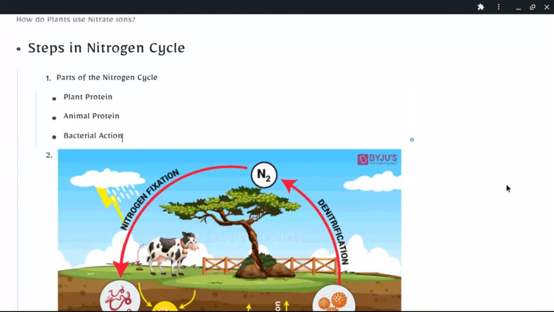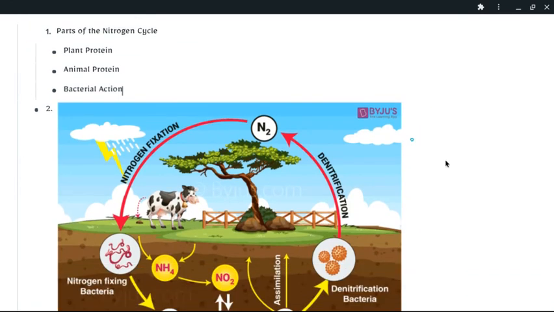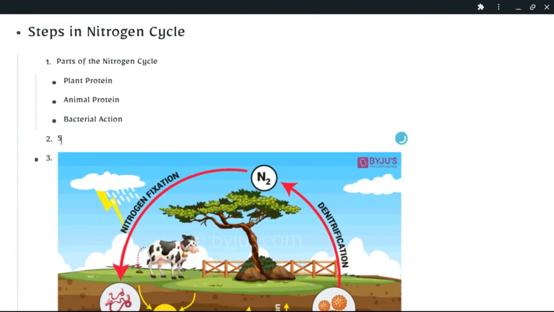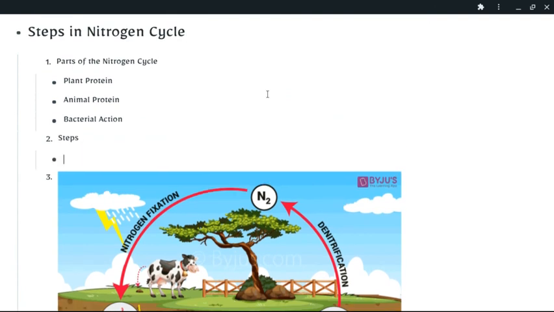All right. Yes. So let me repeat one last time. The steps in the nitrogen cycle are as such. You have parts of it, which is the plant protein, animal protein, all interacting under bacterial action. Right? So those are the parts. Now let's go through the steps now. Right? Steps. So let me label it steps.